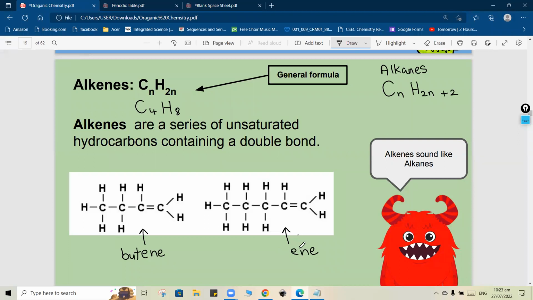How about this guy here? The second one. 1, 2, 3, 4, 5. He is pent.